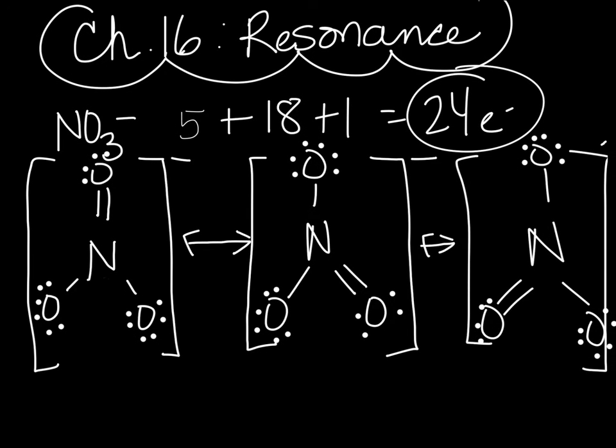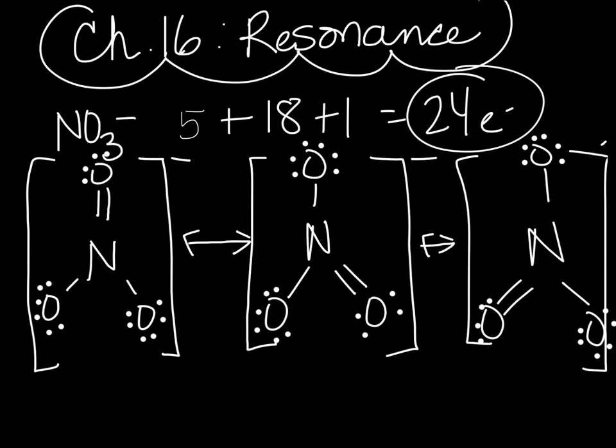Okay, see how we just rotated the double bond? First we put it over here, then we moved it to that one, and then we moved it to the last oxygen. Everything has 8 around it. It still has 24 electrons. So then once again, the true Lewis dot structure is an average between all 3 of these. Okay, so that is what resonance is. It's basically when you have a double bond and you can rotate it and the structure will still be correct.